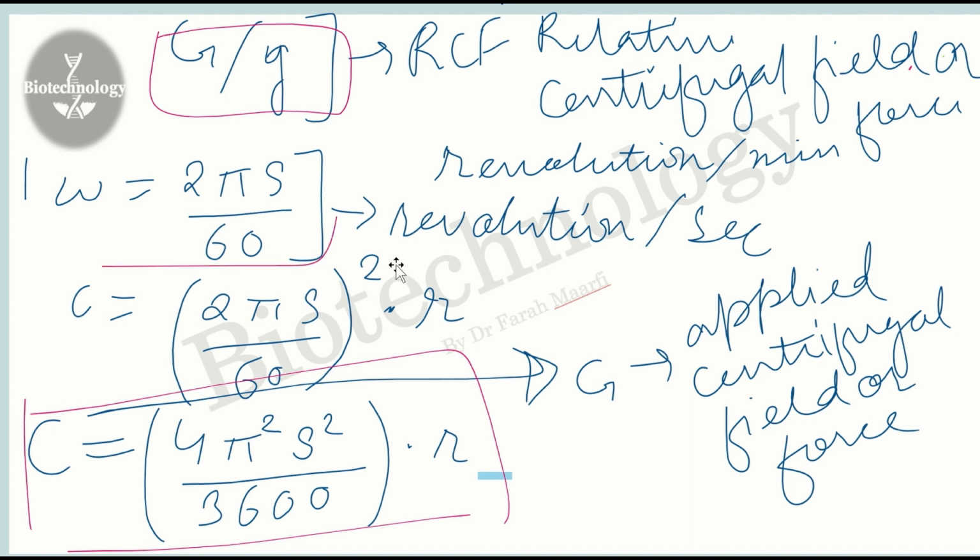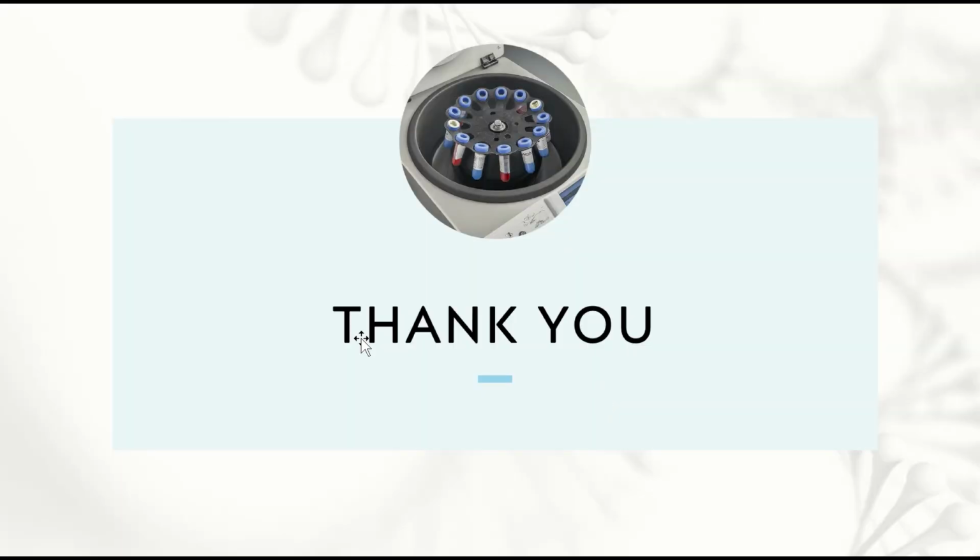These equations are very important in solving the several numericals that are asked in several exams from time to time. And you can also refer to a book named Principles of Biochemistry by Wilson and Walker.